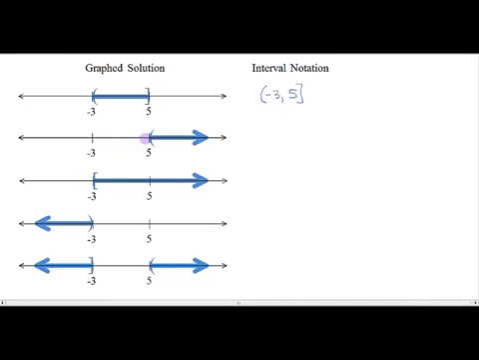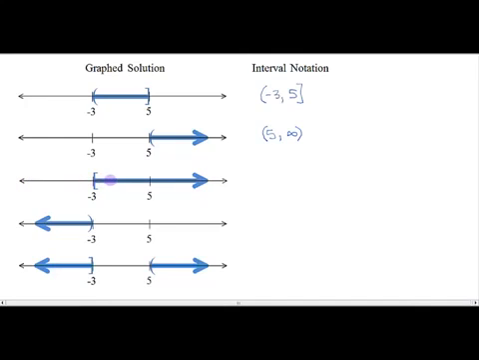Reading this graph from left to right, we see the first number that is shaded is a 5. And the last number shaded, well, it keeps going to infinity. So we have an infinity symbol that we use. And here we'll put a parenthesis on the 5 since there's a parenthesis in the graph.